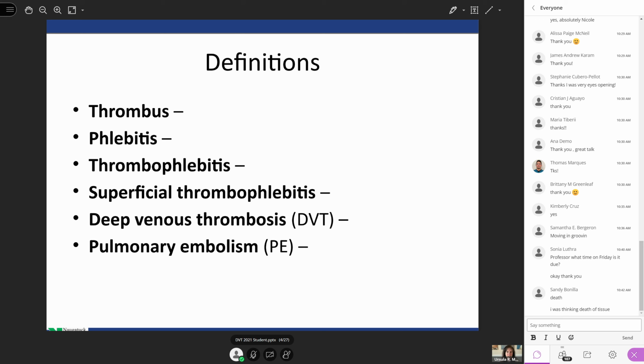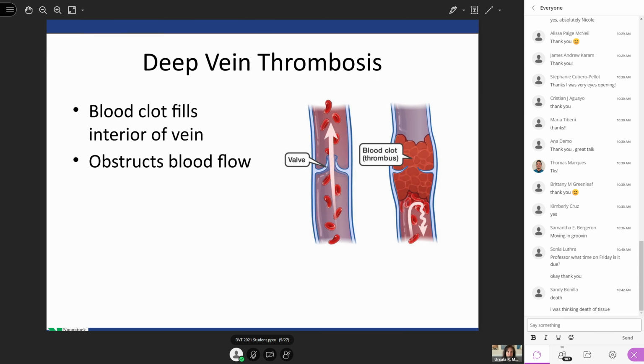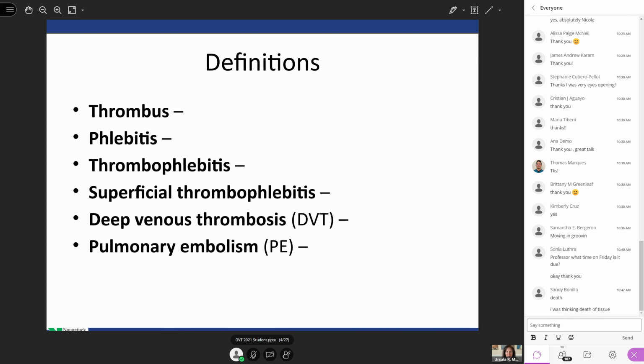Definitions. I put this on Blackboard, so hopefully some of you have already learned a little bit about this, so it's going to make today's discussion so much easier. So thrombus. What is thrombus? What is phlebitis? What is thrombophlebitis? Oh, I didn't give you the answers. Okay, so we'll talk about what the answers are. You could tell me what the answers are. What is a thrombus?